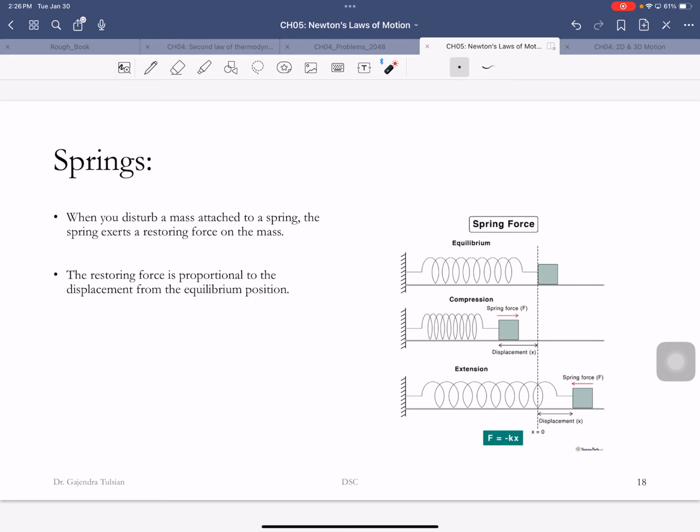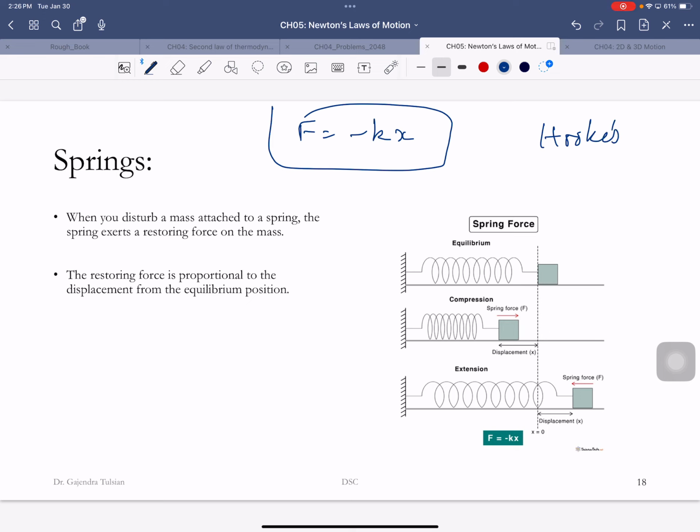Okay? And it turns out that the force that the spring applies is proportional to the displacement. The further out you are, the greater the force the spring will apply. So if x is positive, the force will be in the negative direction because of the negative sign. If x is negative, the force will be in the positive direction. So this is called Hooke's law. K is called the spring constant.